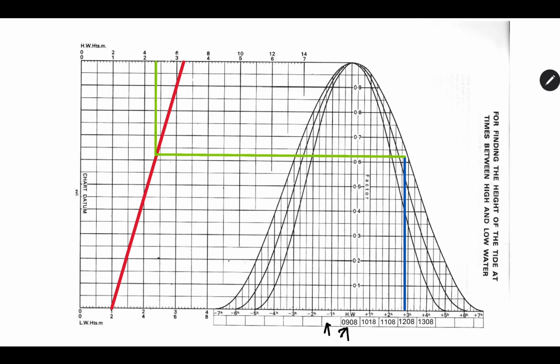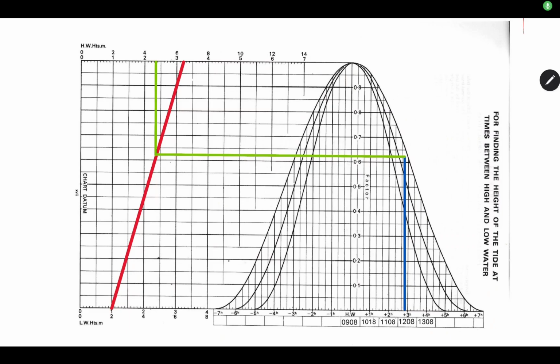And since we need to find out the height at 1200 hours, here we know high water occurs at 0908, and after 1 hour it would be 1018, after 2 hours 1108, and it will keep on going like that. If it is 1 hour before the high water, it will be 0808, 2 hours before 0708, and so on. So first we have to mention that high water timing, otherwise all our calculation will go wrong.